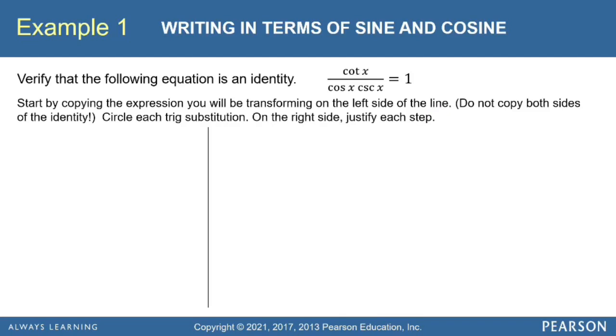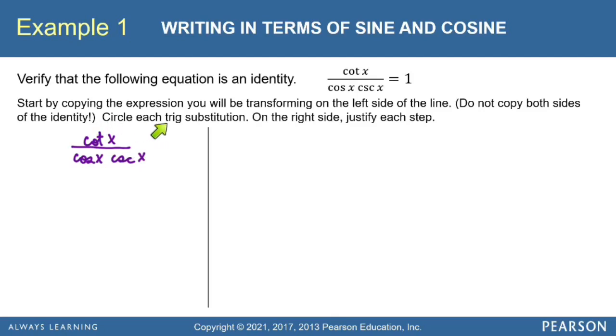So we have to choose which side of the equation we want to work with. Do we want to work with this expression on the left, or do we want to work with the 1? You always want to choose to work with the more complicated expression, which is clearly the left side. So let's go ahead and copy down the left side of the equation, and notice that it says do not copy both sides of the identity. That's a big no-no, because we are only working on this expression, and we want to simplify this until we can show that it equals what we see on the right side of the equation we're trying to prove. So I'm not going to write equals 1 here.